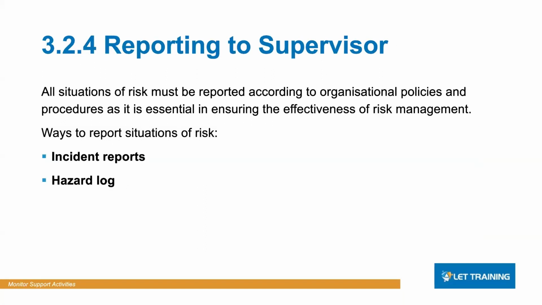Reporting to your supervisor. All situations of risk must be reported according to organisational policies and procedures, as it is essential in ensuring the effectiveness of risk management. Ways to report situations of risk. Incident reports: these are formal documents that record the detail of any unusual occurrence. Hazard logs include information on the hazards found in the workplace.